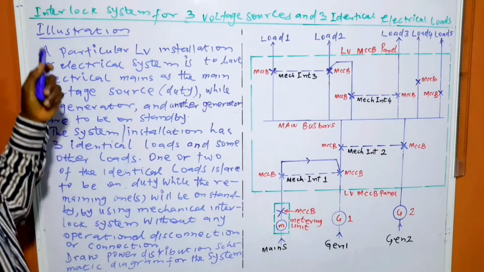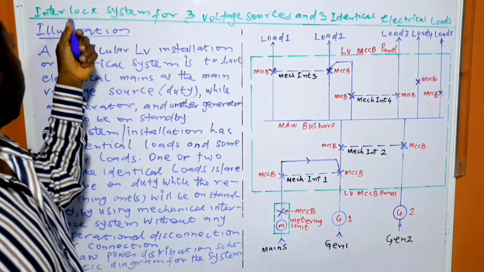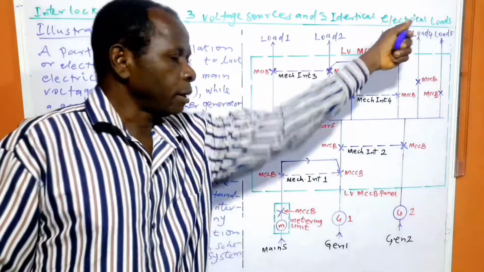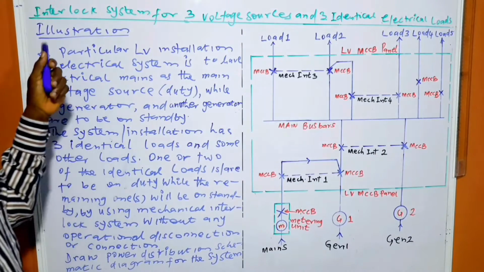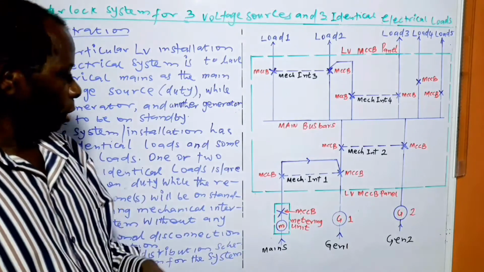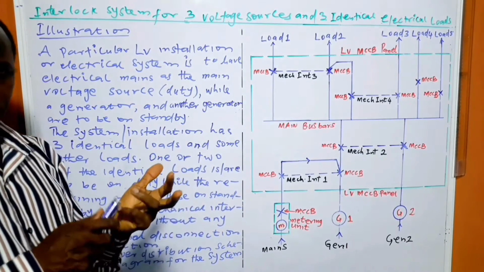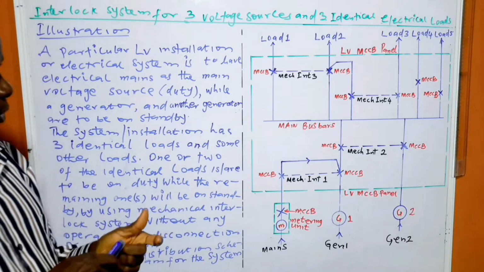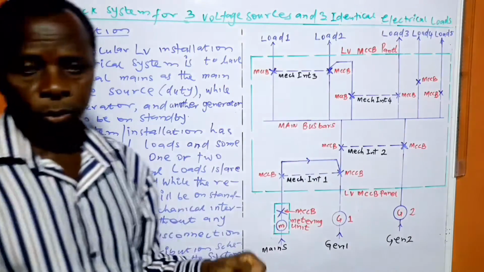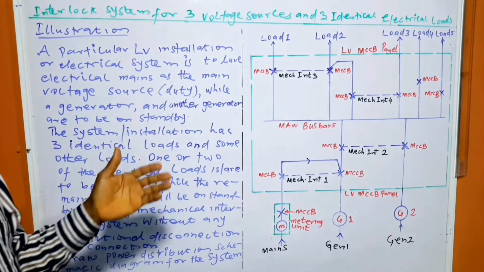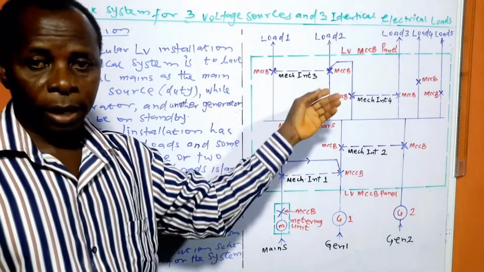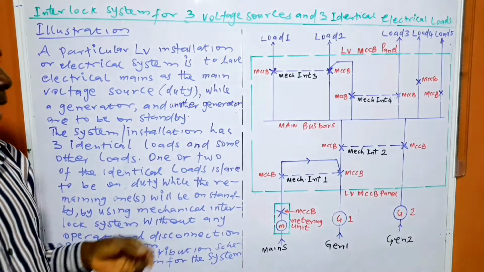Now, moving on with the example: interlock system for three voltage sources and three identical electrical loads. The three voltage sources in this situation are the mains, generator 1, and generator 2, while the identical electrical loads could be three identical chillers. Two could be on duty while the other one could be on standby.